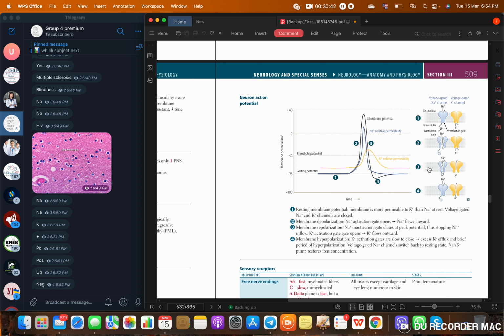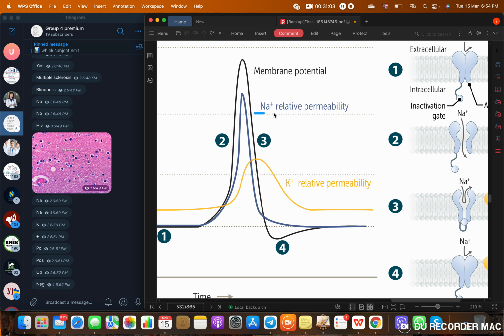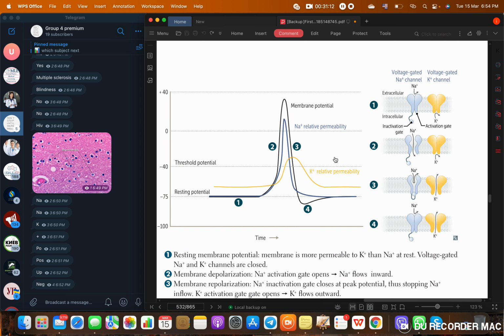Okay, so that is basically the neuron action potential. The resting membrane potential is mediated by the sodium potassium ATPase, but mainly by potassium. Depolarization itself is sodium mediated. The repolarization is potassium mediated. If you take a look at the blue line, in the area where we have the depolarization, sodium permeability was high. In the area of repolarization, potassium permeability was higher.